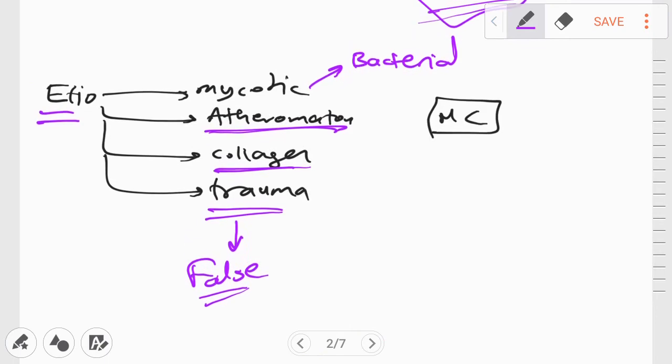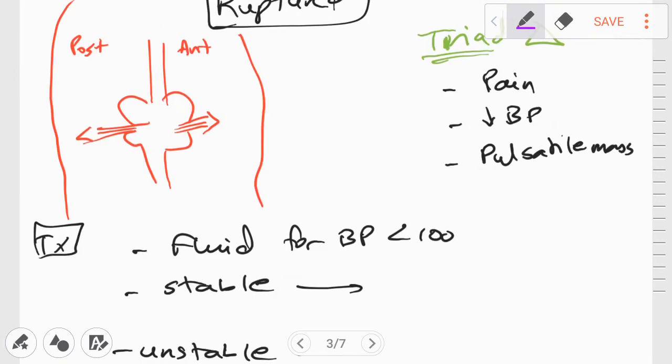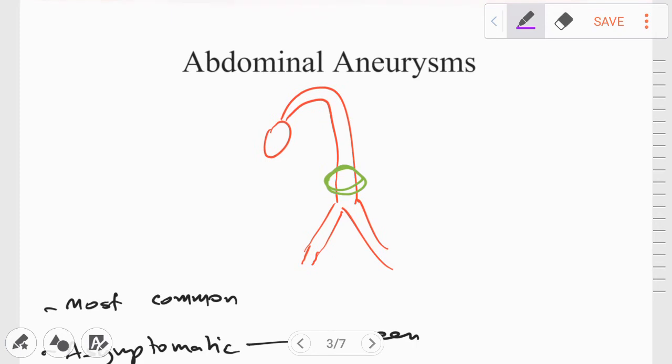Right, and which is the most common type of aneurysm? If we put all of these together, it is the true fusiform atherosclerotic aneurysm. Right, so we'll move on to the next point, which is the abdominal aneurysms.